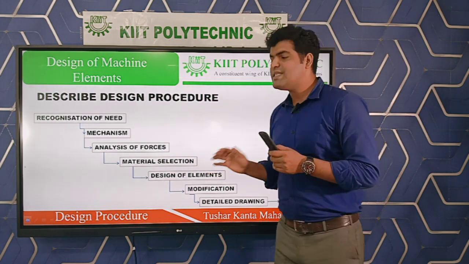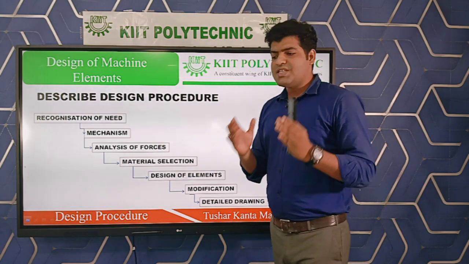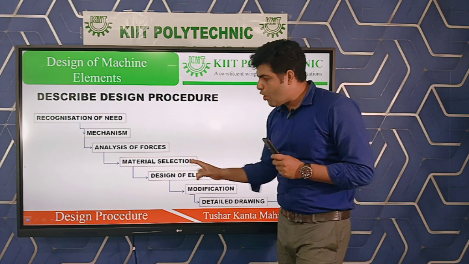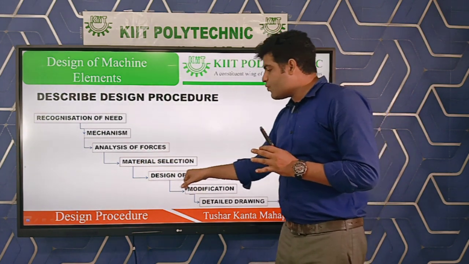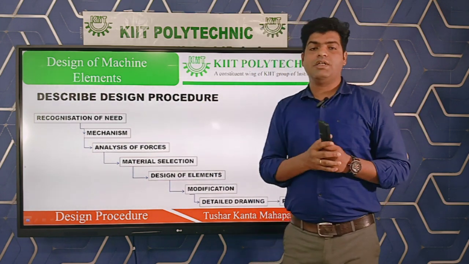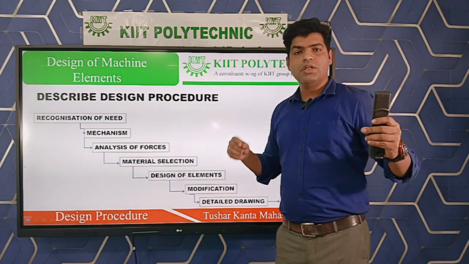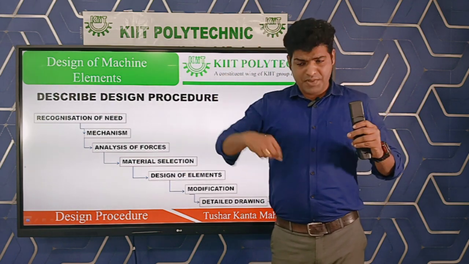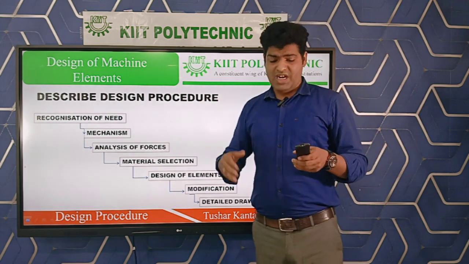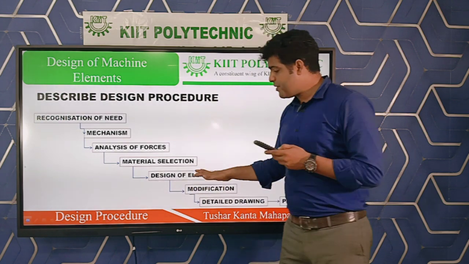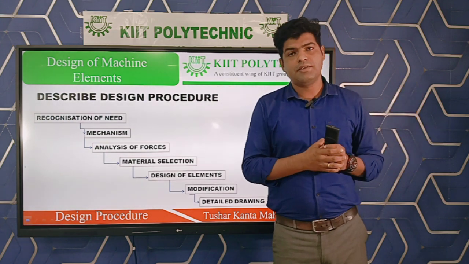Next one is design of elements, that is size and stresses. We have already discussed analysis of forces. So in that case, we design something. The design in the sense may be its length, its width, its height, how much floor space the object is taking. These are basically the design of elements, how the object looks.